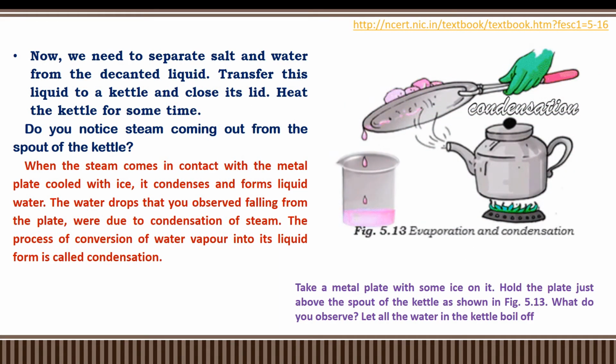Now we need to separate salt and water from the decanted liquid. Transfer this liquid to a kettle and close the lid. Heat the kettle for some time. Do you notice steam coming out from the spout of the kettle? When the steam comes in contact with the metal plate cooled with ice, it condenses and forms liquid water. The water drops that we observed falling from the plate were due to condensation of steam. The process of conversion of water vapor into liquid is called condensation, as shown in the figure.